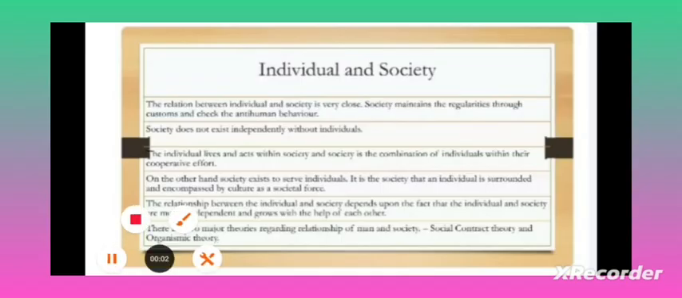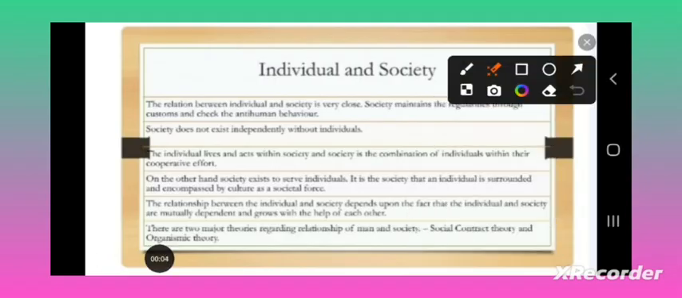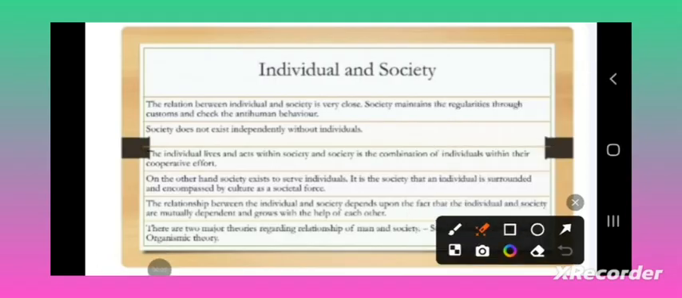Individual and society. The close relation. The bond between the individual and society is extremely close. They are interdependent. So the relation between individual and society is very close.